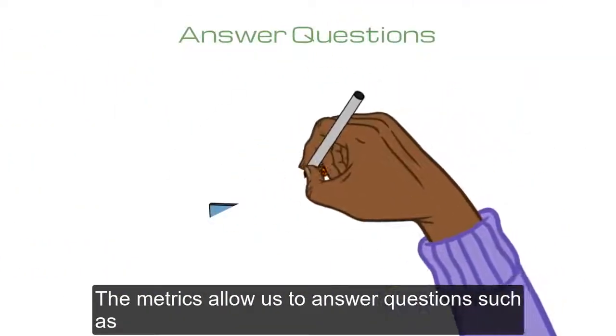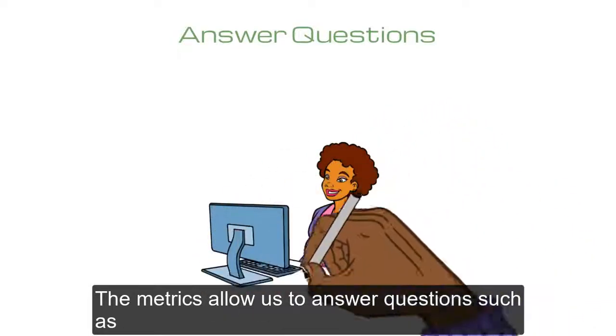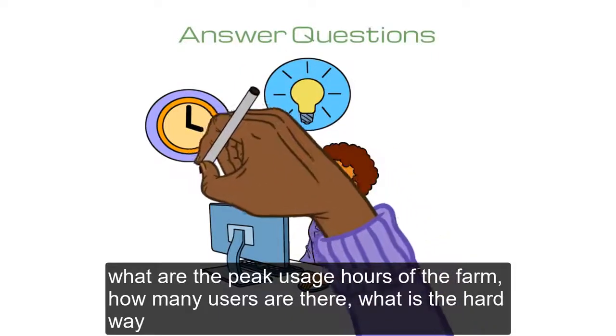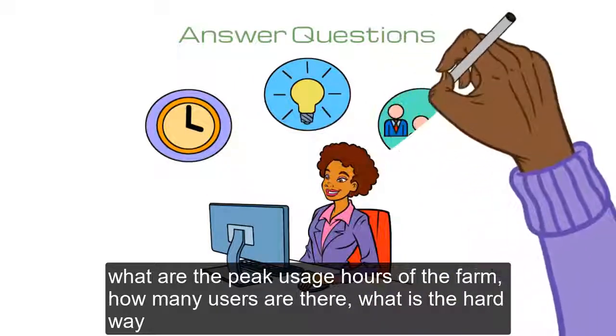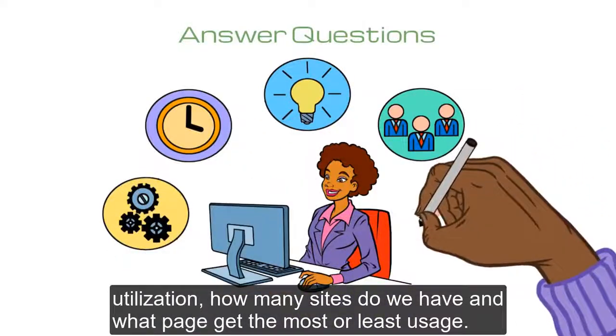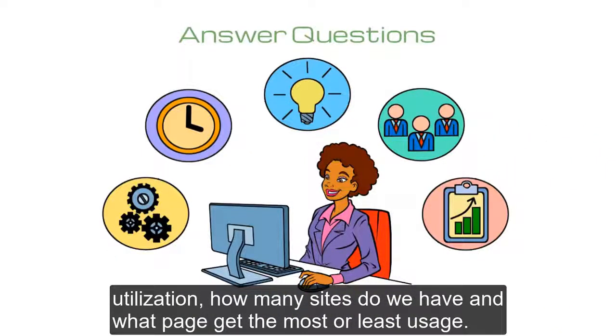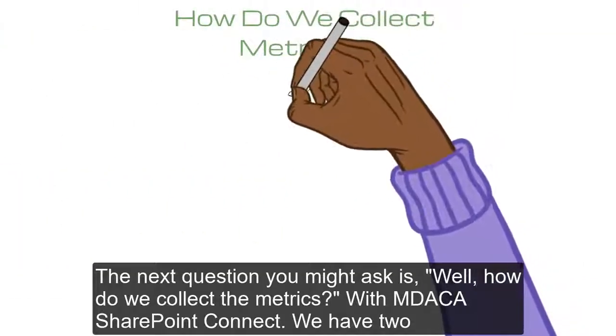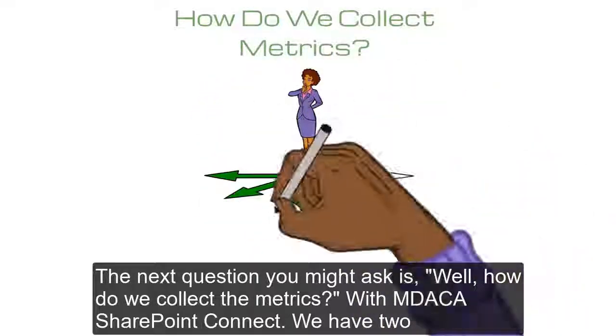The metrics allow us to answer questions such as, what are the peak usage hours of the farm? How many users are there? What is the hardware utilization? How many sites do we have? And what pages get the most or least usage? The next question you might ask is, well, how do we collect the metrics?